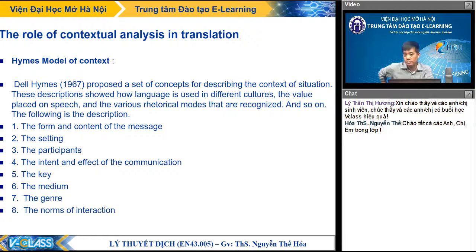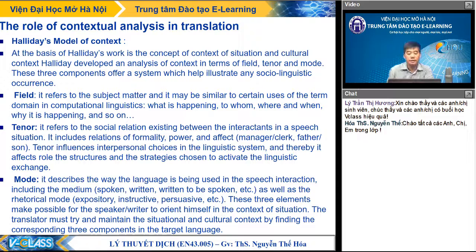And the genre. The genre may be poetry or prose. And the norm of interaction. What about Halliday? In Halliday's model, we have to pay attention to the analysis in another direction. There are totally three things that Halliday analyzes in the context. He paid attention to three matters: field, tenor, and mode.